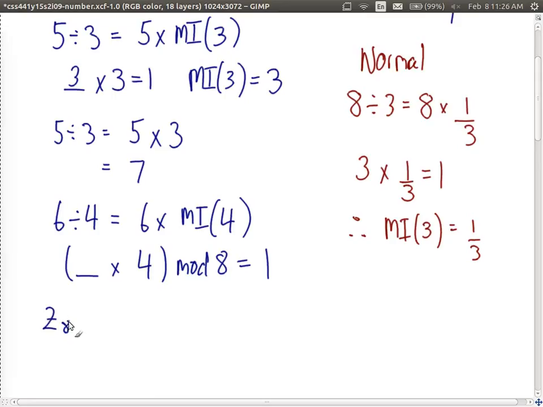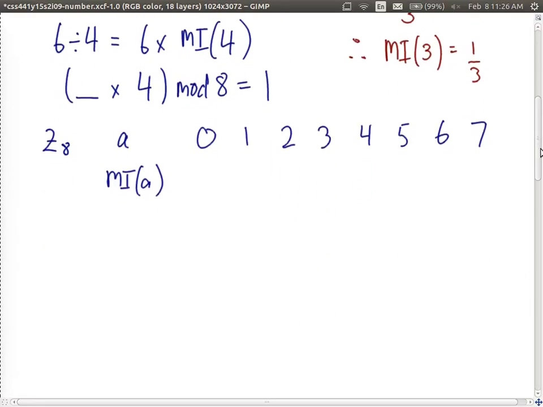Staying in Z8, so let's list them. What are the multiplicative inverses of the 8 numbers? Zero times something equals one. There's no such number. One times something equals one. 9 is not in our set. Remember, our answer is 0 to 7, so 1 times 1. 1 is its own inverse.